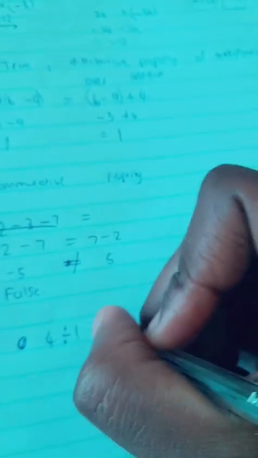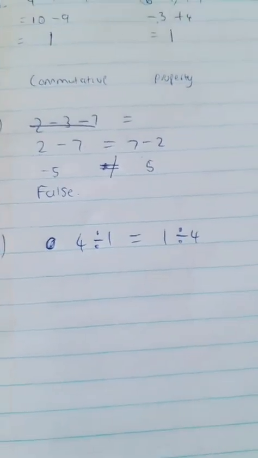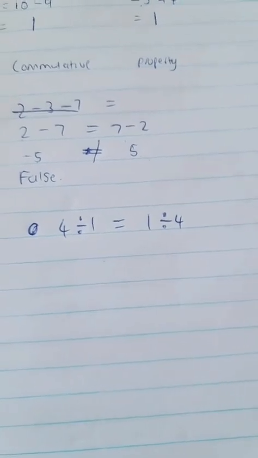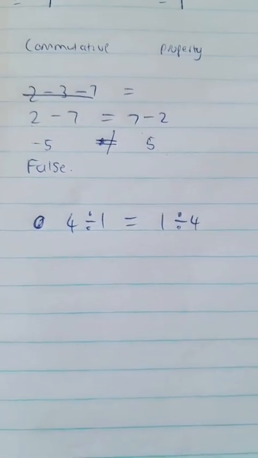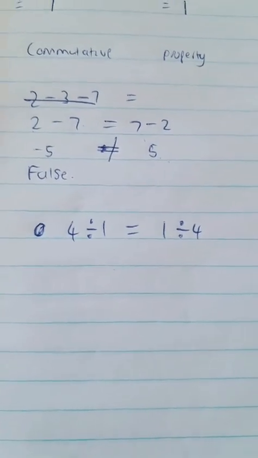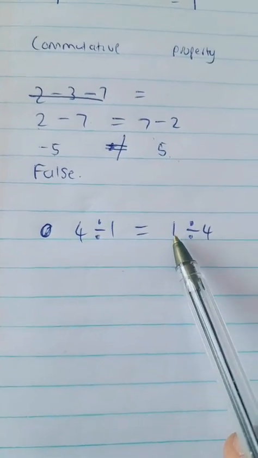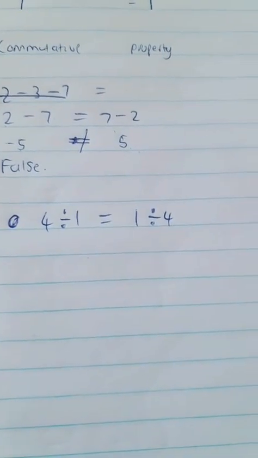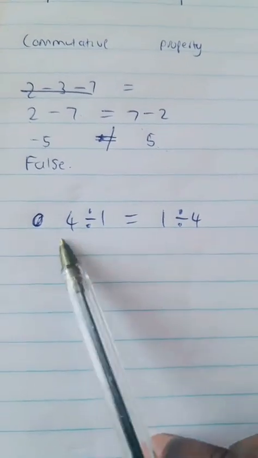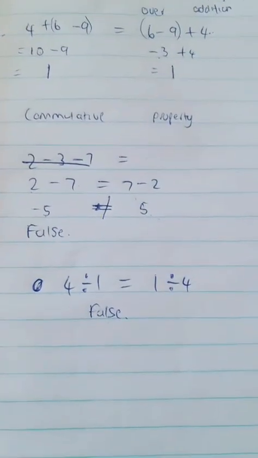4 divided by 1 is equal to 1 divided by 4. True or false? False. I hope you guys can see that. If we change the order of the numbers for division, do we get the same answer? Definitely not, guys. 4 divided by 1 is 4, but 1 divided by 4 is not 0.25. It's 1 over 4. It's a fraction. So basically, these two, no ways. False all the way.